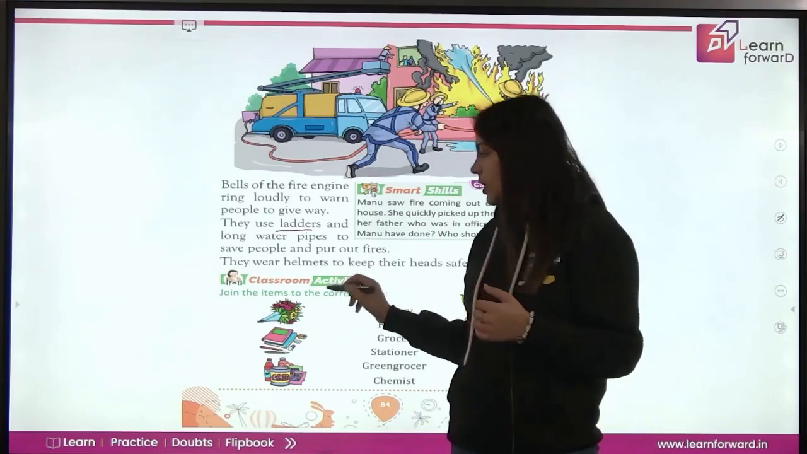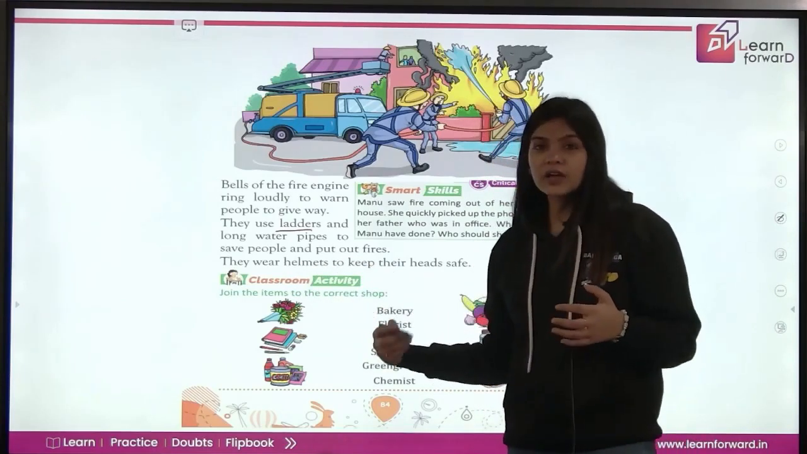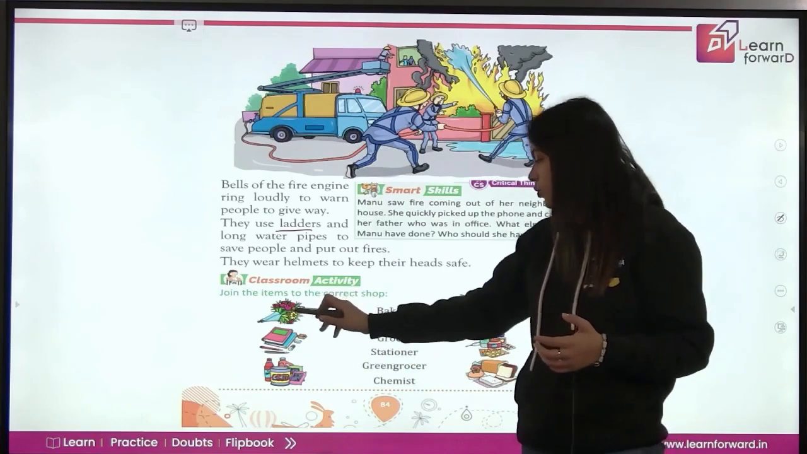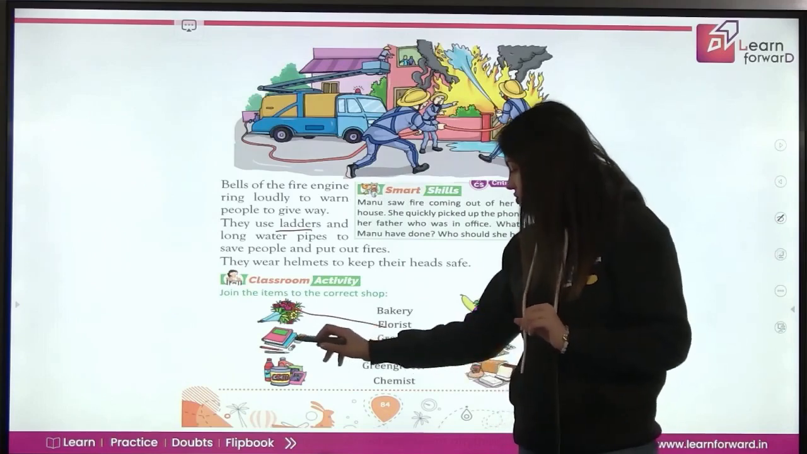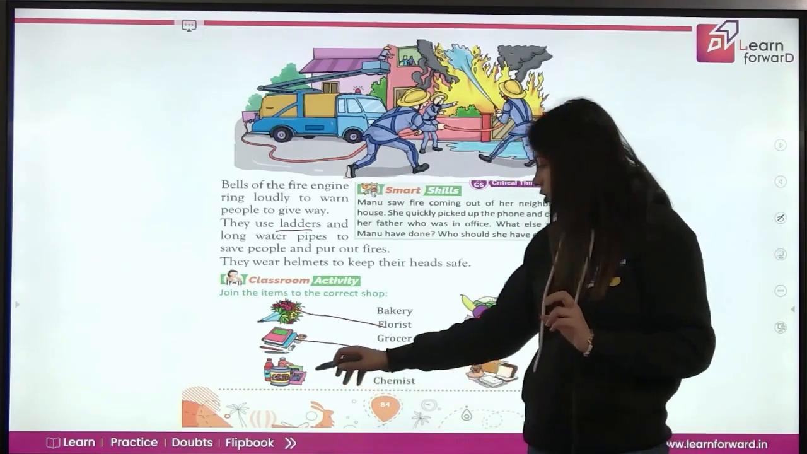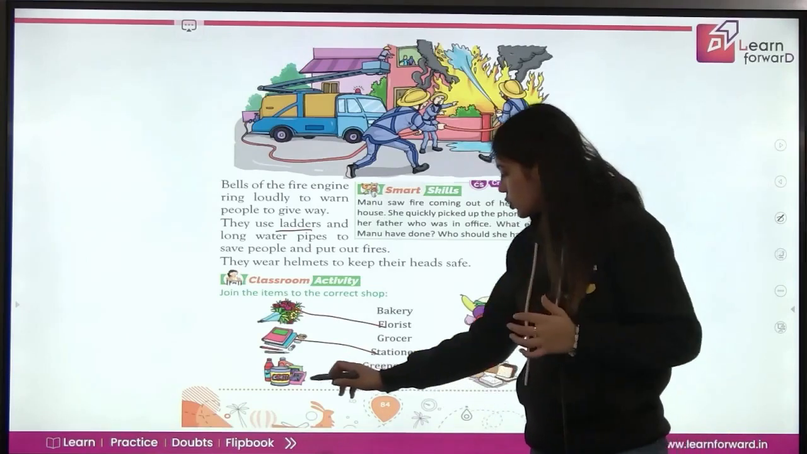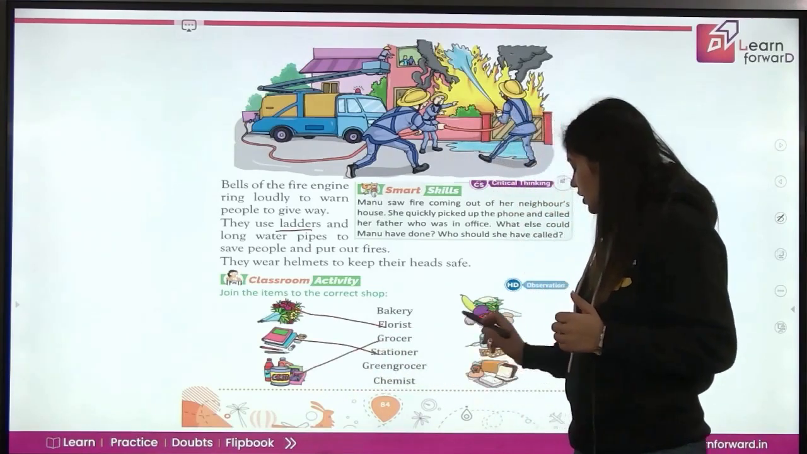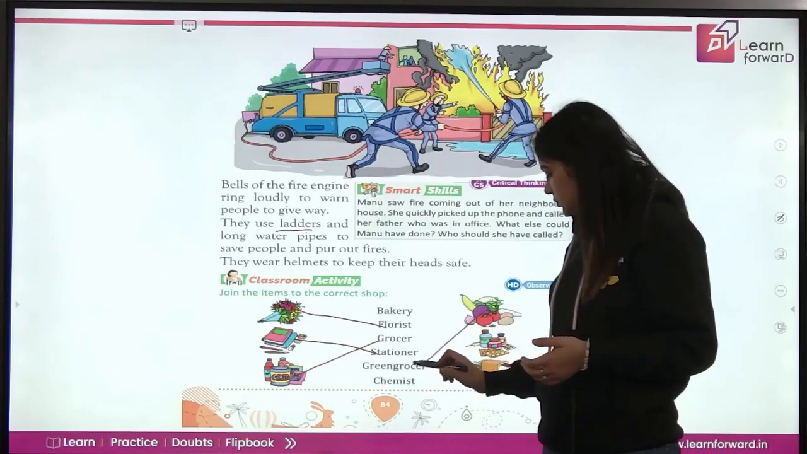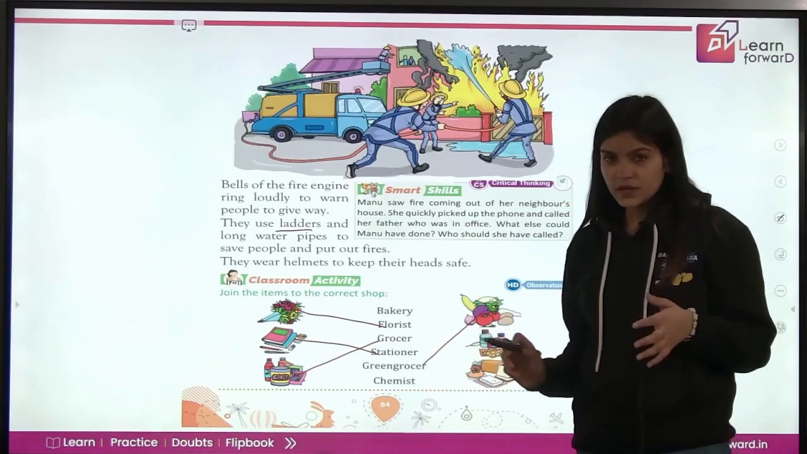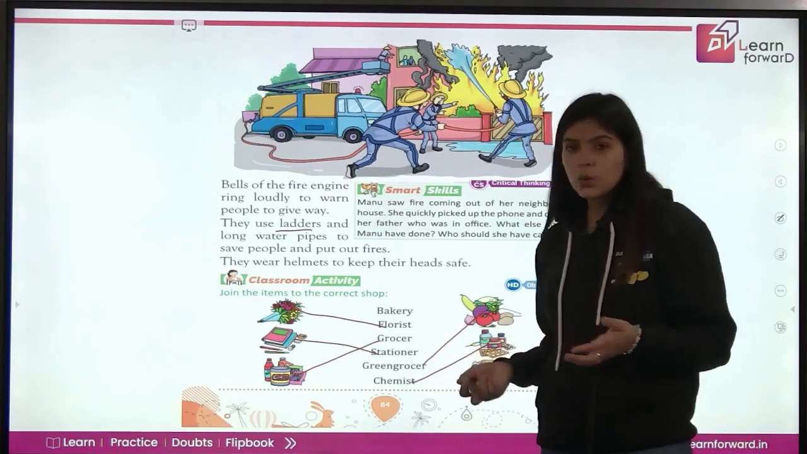Now classroom activity: join the items to the correct shop. So this is a bouquet. Where can you get the bouquet? We can get the bouquet at the florist shop. This is stationery. We get stationery from the stationer. This is your things which you use in daily use, and we get it from the grocer. Now this is green vegetables. We get it from the green grocer. This is medicines. We get medicines from the chemist. And this is your bread and butter. We get it from the bakery.